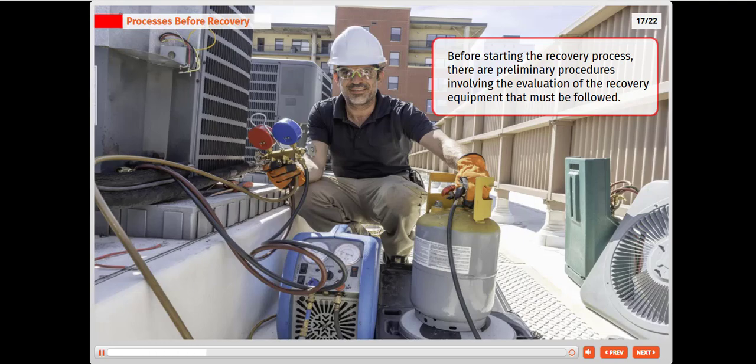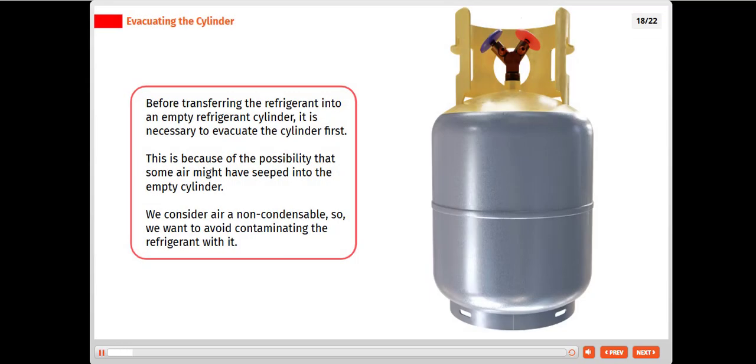Before starting the recovery process, there are preliminary procedures involving the evaluation of the recovery equipment that must be followed. Before transferring the refrigerant into an empty refrigerant cylinder, it is necessary to evacuate the cylinder first. This is because of the possibility that some air might have seeped into the empty cylinder. We consider air a non-condensable, so we want to avoid contaminating the refrigerant with it.